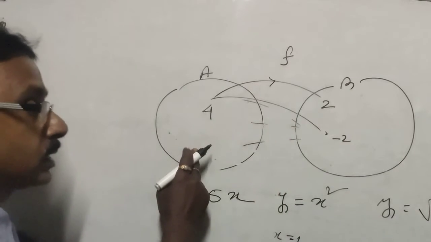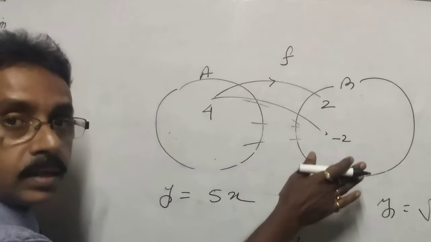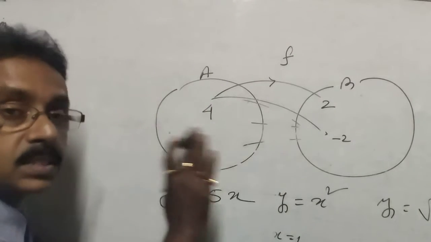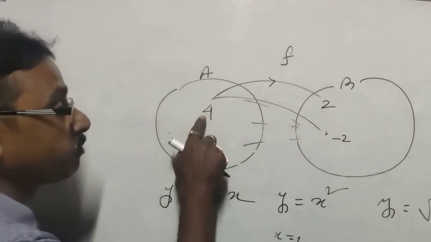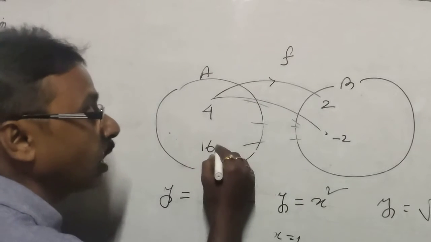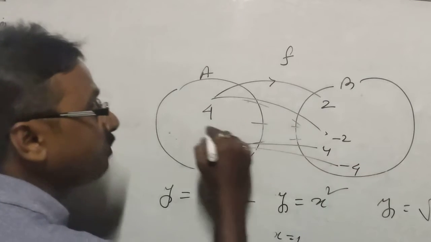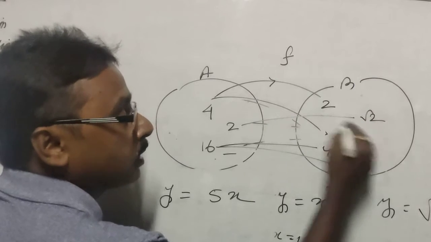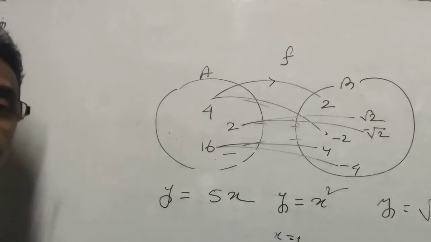So whatever I get here, if x is a positive real number, we get another real number, and for every element we get an image, but the images are not unique. Each element will have two images. 4 has two images, and 16 also has two images, 4 and minus 4. If I take 2, it also has two images, plus root 2 and minus root 2. So each and every element has two images.